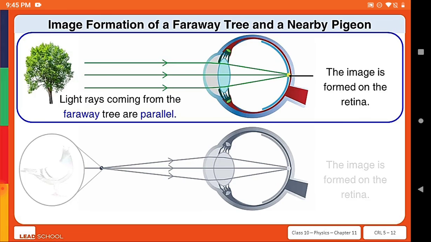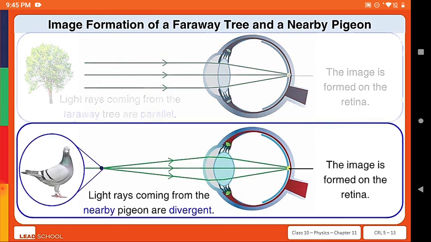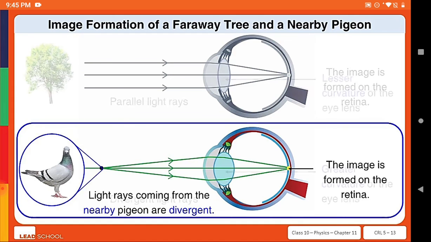The lens bends the light rays towards the principal axis such that they are focused on the retina. Similarly, when divergent rays from the nearby pigeon are incident on the convex lens, it bends them towards the principal axis such that they are focused on the retina. Since the rays are divergent in this case, the amount of bending required to focus the image on the retina is more.